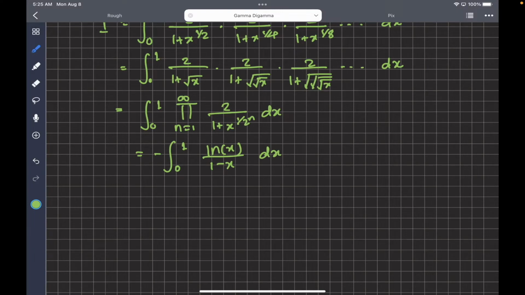Fair enough. I can sort of use a property of upper bound plus lower bound minus x. So x changes to upper bound plus lower bound minus x. So that's 1 minus x. And that keeps the integral completely invariant. I can use that to have natural log of 1 minus x over x dx.